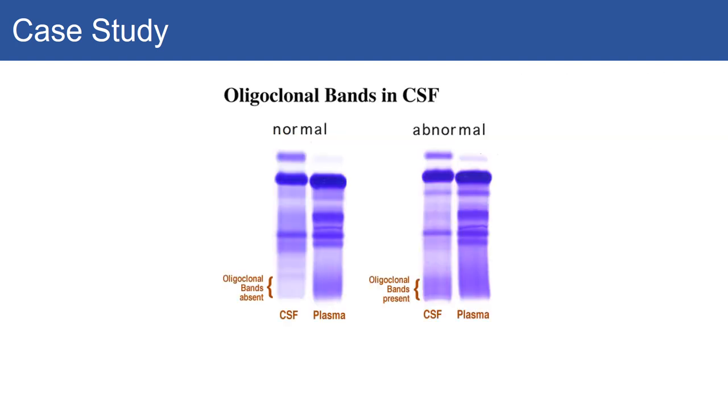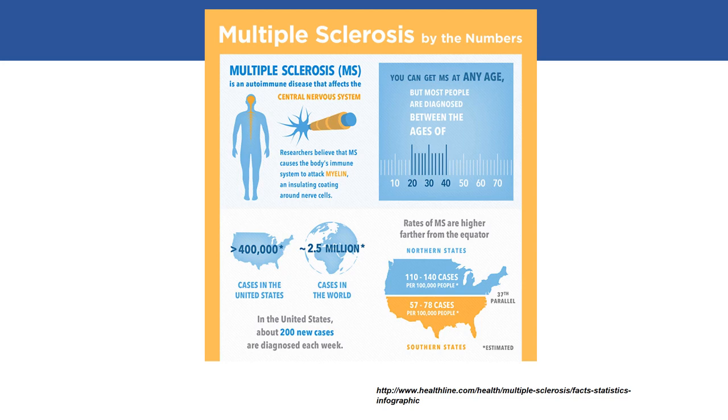Here's what oligoclonal bands in the CSF look like. You will note that this is a gel electrophoresis of proteins that's been Coomassie stained. It's an SDS-PAGE gel, and they just take the spinal fluid out and run it on a gel. The answer to the question is multiple sclerosis. It's an autoimmune disease that affects the central nervous system, and we'll talk about it because it primarily affects membranes.